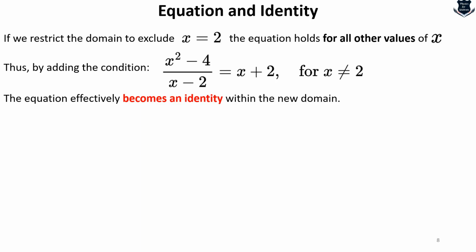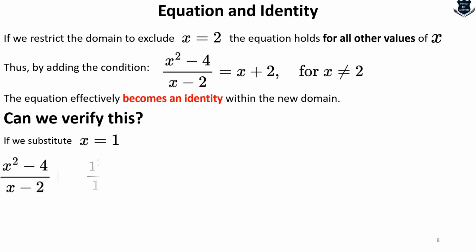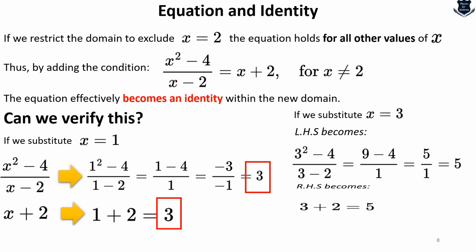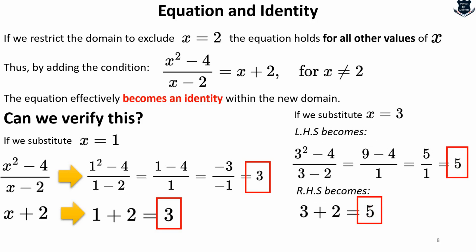But the question is, can we verify this? Definitely we can. We need to substitute some value which is not equal to 2. For example, how to verify this? If we substitute x equals 1 over here, we get the value 3 on the left hand side, and the same value 3 on the right hand side. So it is an identity because both turn out to be true. Again, if we substitute another value, the left hand side and right hand side become equal to 5, and hence we call it an identity. So this is how we can check whether an equation is an identity or not.